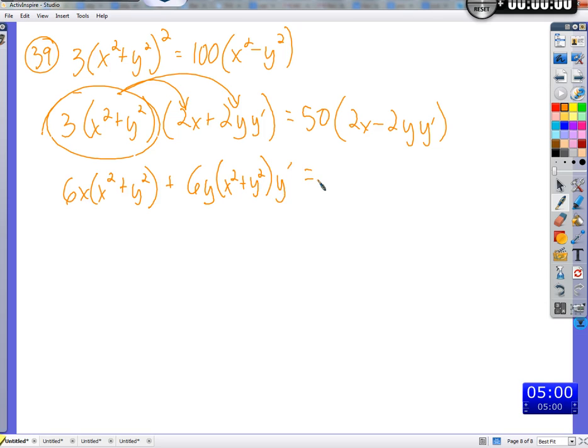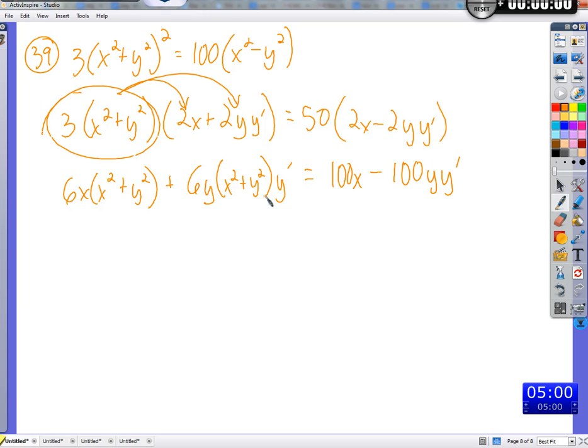Equals... Never mind. Over here, we're going to have to do the same thing. So we get 100x minus 100yy prime. Then we want to get the y prime terms, that one and that one, together on one side, factor out y prime, and divide by whatever is in the parentheses after that's done.